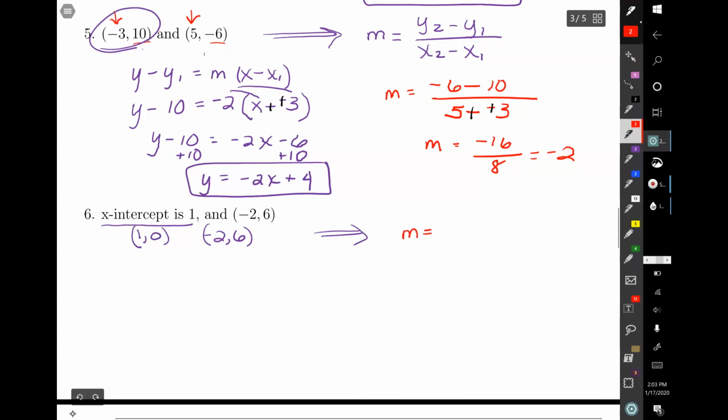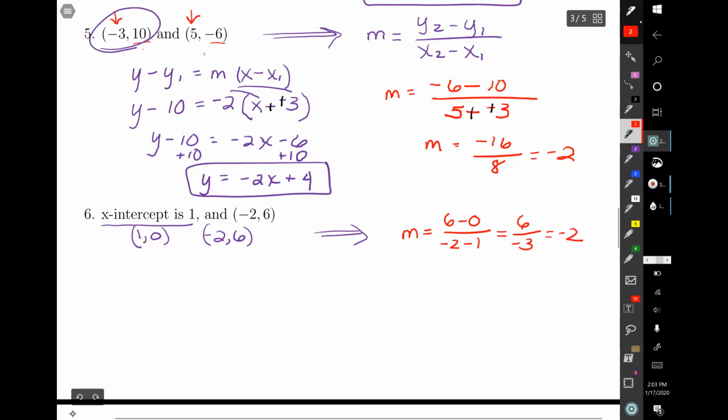I already have the formula on the page, so I'm not going to write it again, but I'm going to write the values in there. So m equals 6 minus 0 in the numerator and negative 2 minus 1 in the denominator, and that equals 6 divided by negative 3, which equals negative 2.